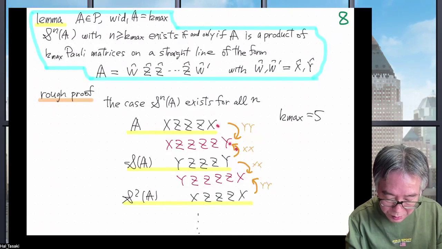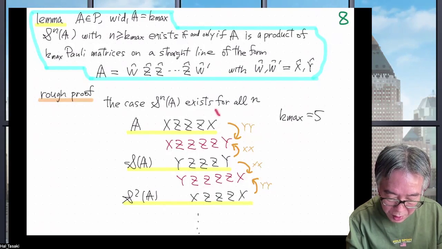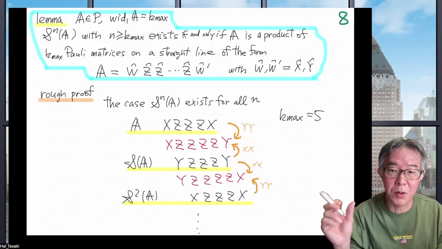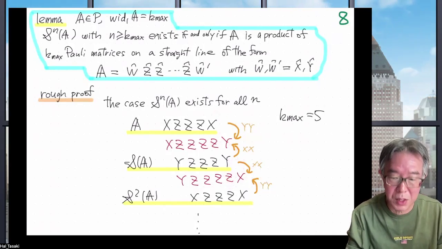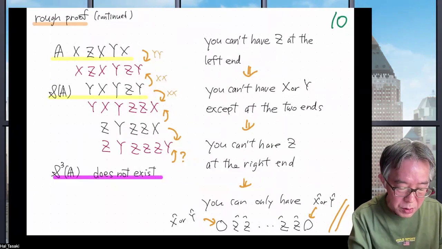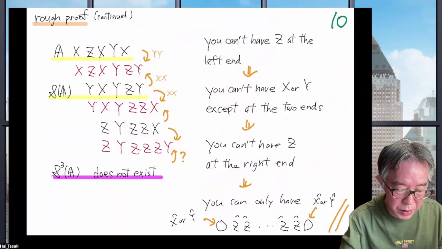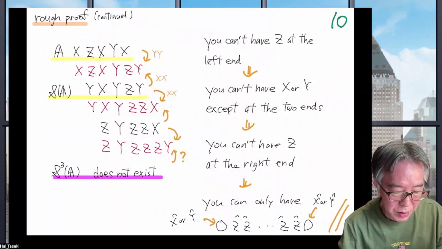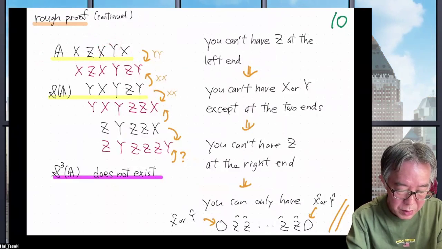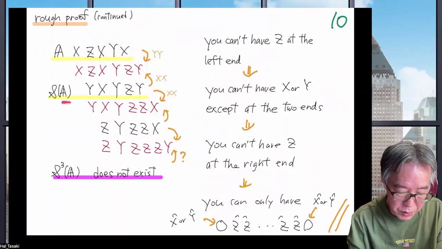Whenever you add something, here you added yy, but you got z. Here you added xx, but you got z. Whenever you add xx or yy to the right, you produce z. That is one key. So let's look at this example, which is not in this standard form. You do the same thing, and this is the first Shiraishi shift.